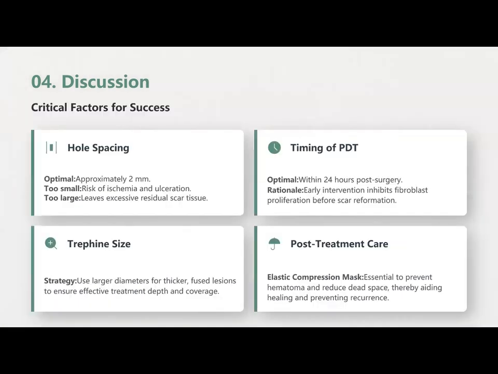Based on our empirical findings, several critical factors determine treatment success. Optimal punch hole spacing of approximately 2 millimeters is recommended. PDT within 24 hours is key to preventing regrowth. Selecting trephine size based on lesion thickness and using post-treatment compression masks are also essential for optimal outcomes.